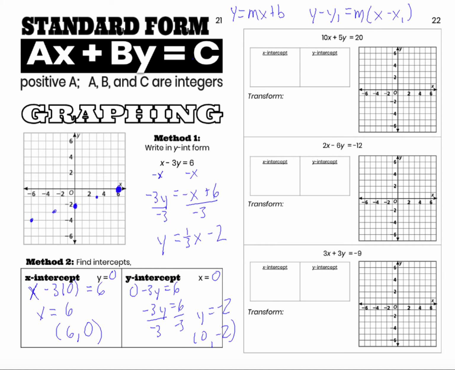So if I were just using the intercept approach, I would only have 2 points. I would have the x-intercept, 6, 0, and I would have the y-intercept, 0, negative 2. And then I would use my straight edge to connect those 2 points and add arrows.